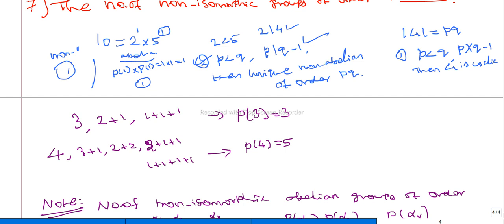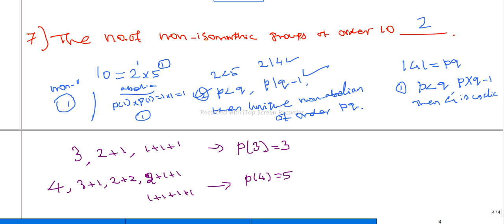Therefore these two theorems are very important. First: if a group has order pq, where p is less than q and p does not divide q minus 1, the group of order pq is always cyclic. The second theorem: suppose p divides q minus 1, then we have a unique non-abelian group of order pq. If you have any other non-abelian group of order pq, it should be isomorphic to this one. That is an important theorem, so keep it in mind.